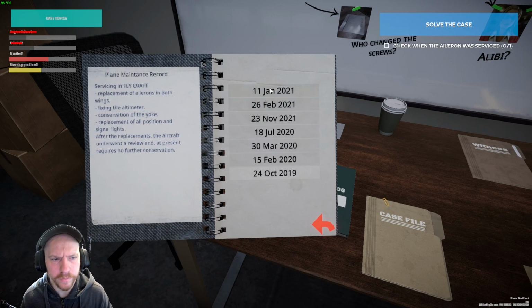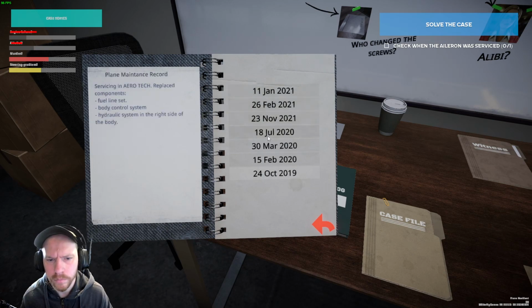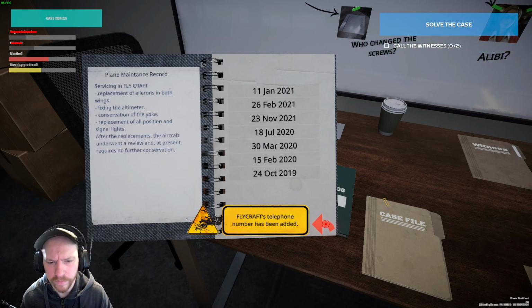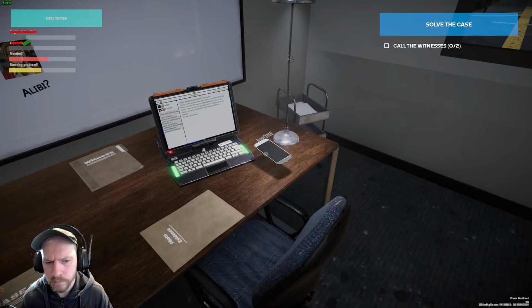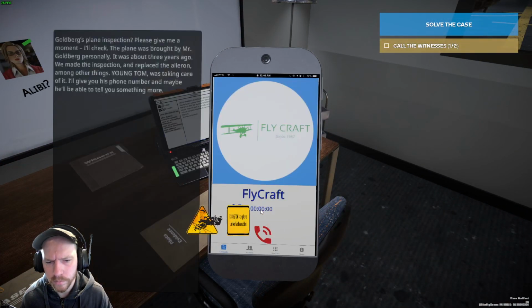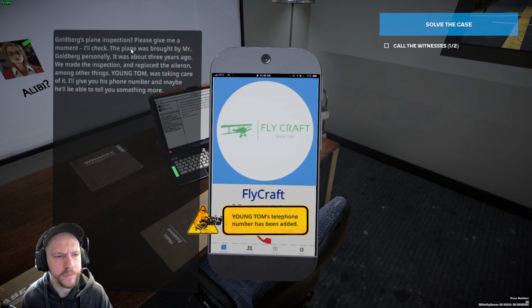Technical log. Right, Flycraft. Goldberg's plane inspection. Please give me a moment. I'll check. The plane was brought by Mr. Goldberg personally. It was about 3 years ago. We made the inspection and replaced the aileron. Among other things, young Tom was taking care of it. I'll give you his phone number. Maybe he'll tell you something more.